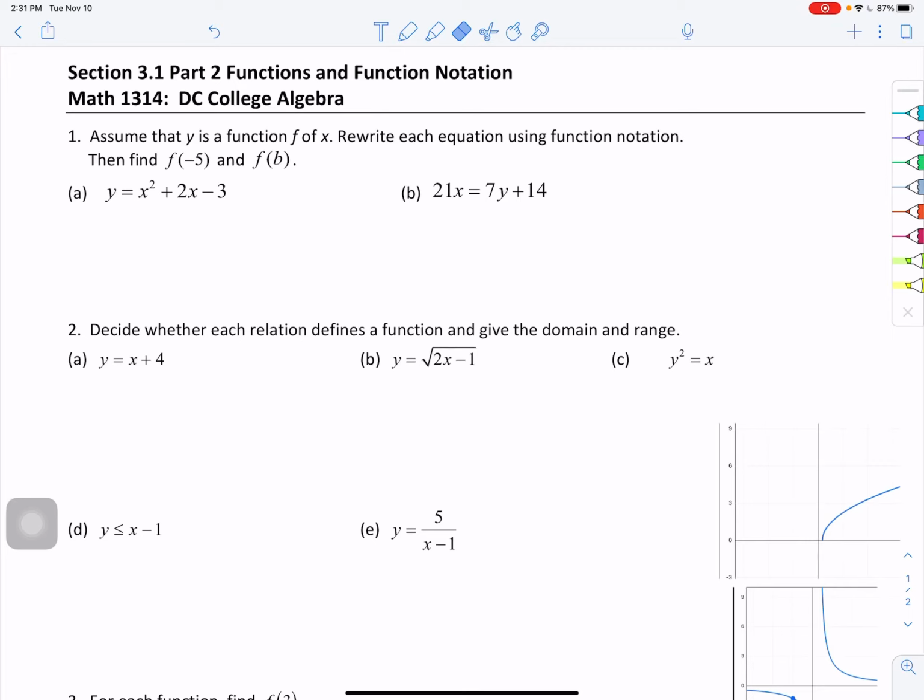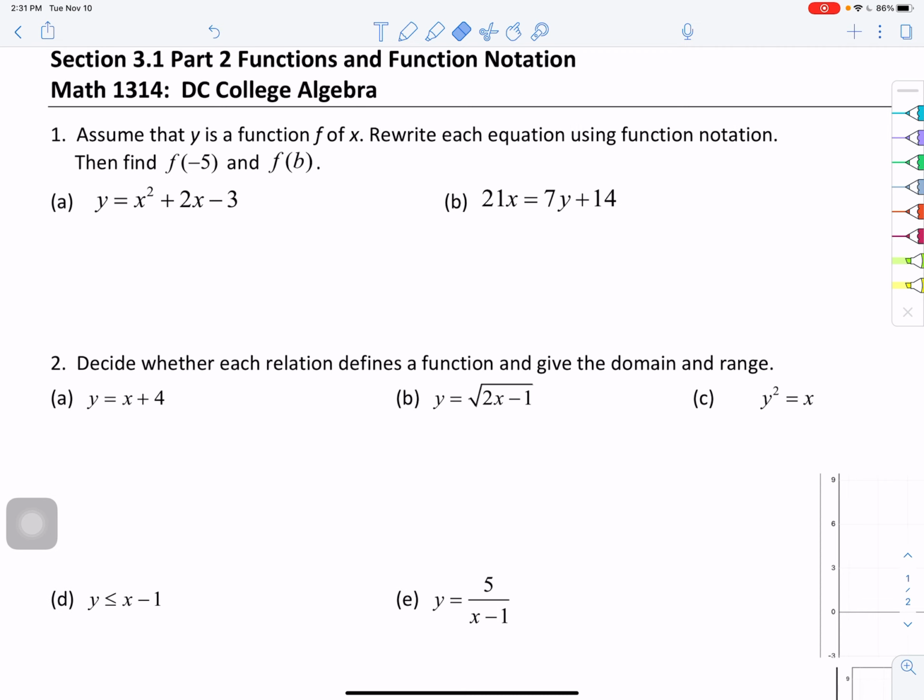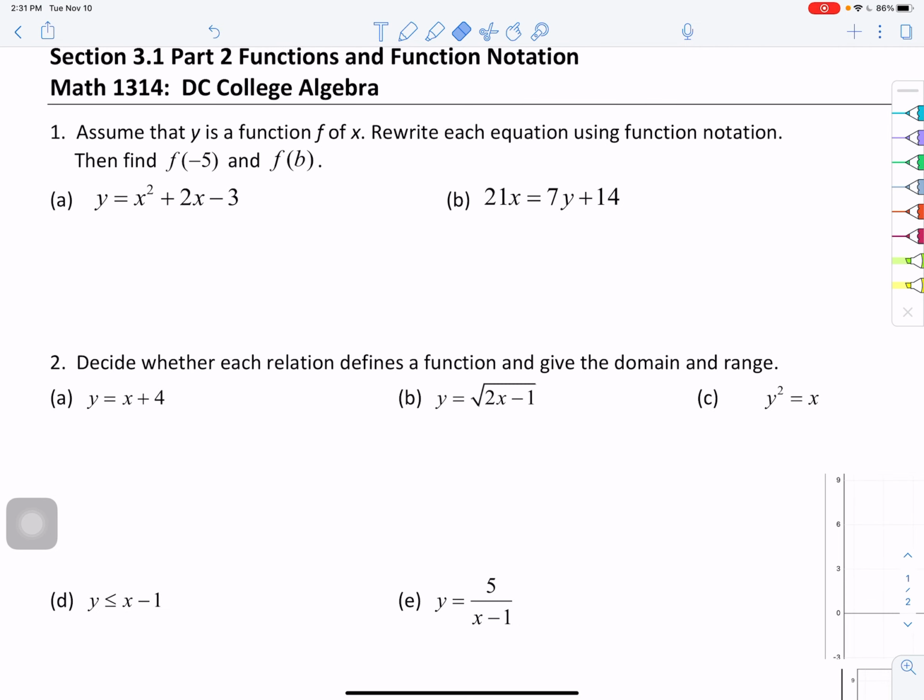This is your class lesson for section 3.1 part 2, functions and function notation. We'll begin with number 1. Assume that y is a function of x. Rewrite each equation using function notation and then find f of negative 5 and f of b.